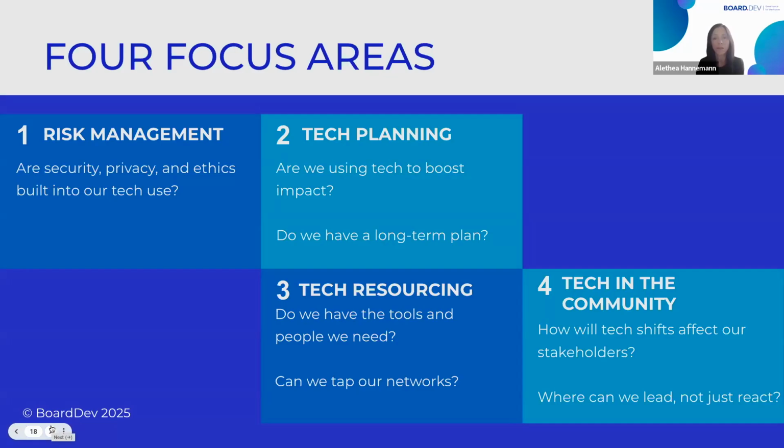Number three is tech resourcing. This is about tools and people. It's also about product. Figuring out, do we have what we need to execute on our programs and on our plan? Could we be bringing in pro bono? Do we need an advisory board? Do we have the right team?